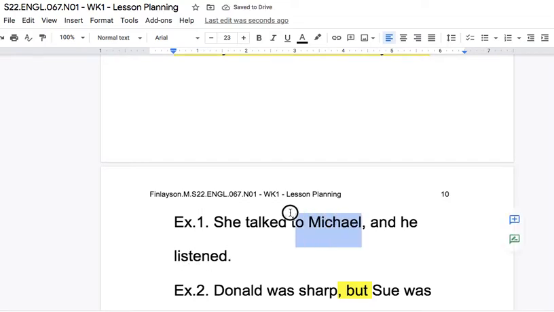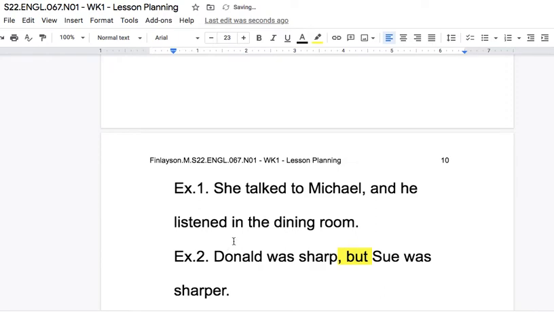This is called an object. Sometimes we can add other pieces into the sentence. We don't need them to be there to be grammatical. They're extra, but we can add them without ruining the sentence or making it incorrect. Other elements that we could add in would be a prepositional phrase. So, she talked to Michael and he listened in the dining room. You'll notice now we've just added a little bit more detail. This is a prepositional phrase. This is an object.